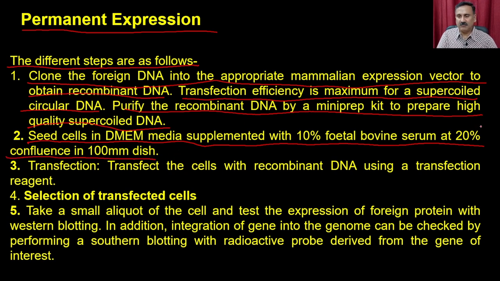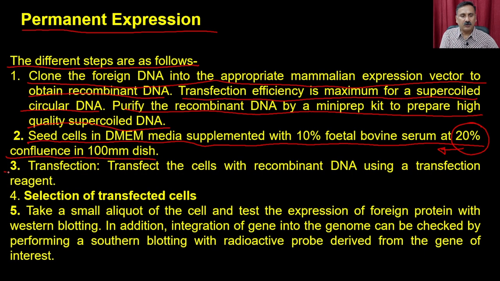I'm sure many of you don't know what is meant by 20% confluency. So 20% confluency means the cells are going to cover 20% of the area of that particular dish. Then you can do the transfection. So transfect the cells with the recombinant DNA using a transfection reagent. You can use lipofectamine, you can use other chemical-based transfections, and you can do the other methods we have discussed in the previous lecture.